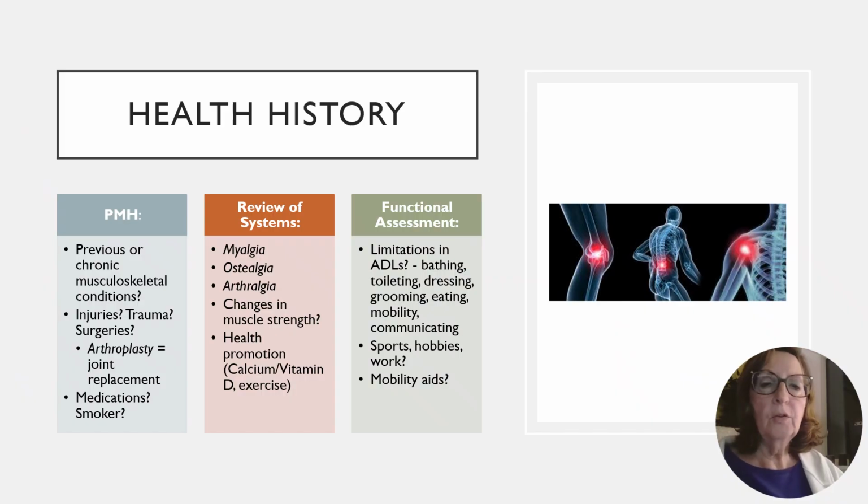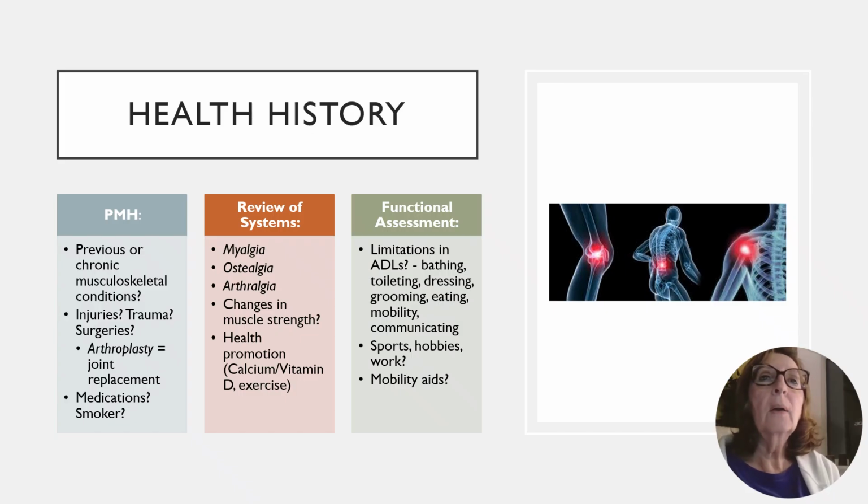When you're taking a health history on a patient, this is something we've already talked about, so you should be very familiar with it. When you're looking at a health history, you're looking at the PMH, or the past medical history. You're going to be asking questions about any chronic musculoskeletal problems, any previous problems. What about injuries, trauma, surgeries? What about medications? And is the patient a smoker?